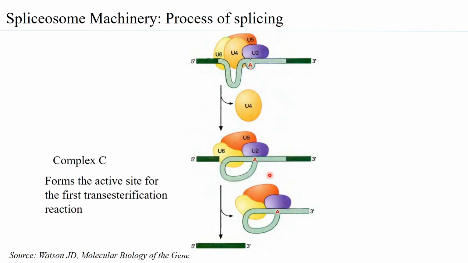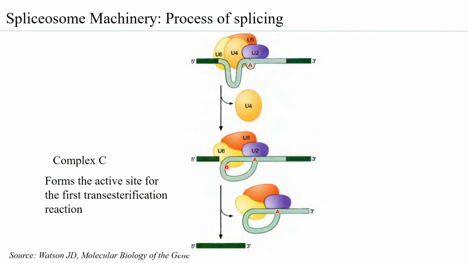And it is this complex C that has the catalytic activity to carry out the first transesterification reaction. So as we all know, the 2' OH through a transesterification reaction will enable the G of the 5' splice site to interact with the A. So you can see that already a lariat has been formed.